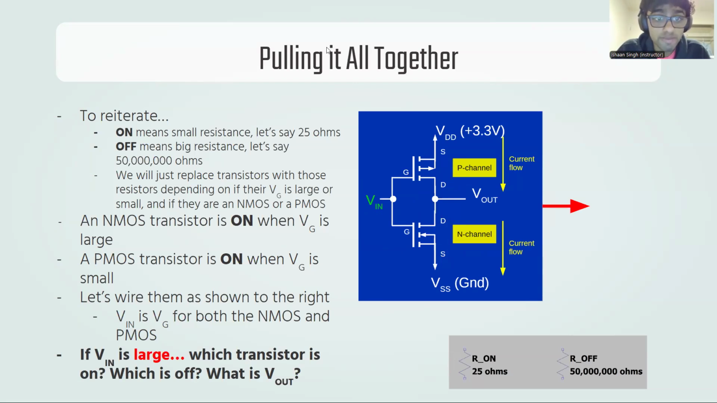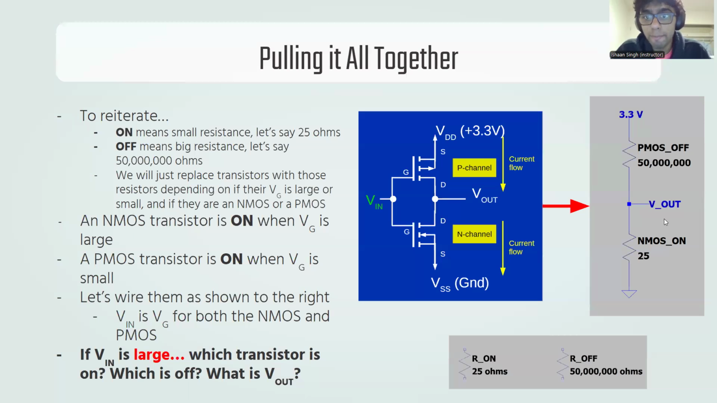It's off, right? Because we're giving a very high gate voltage. And high gate voltage for PMOS means off. And what about the NMOS? Is the NMOS on or off? On, exactly. So we replace this with this circuit right here.